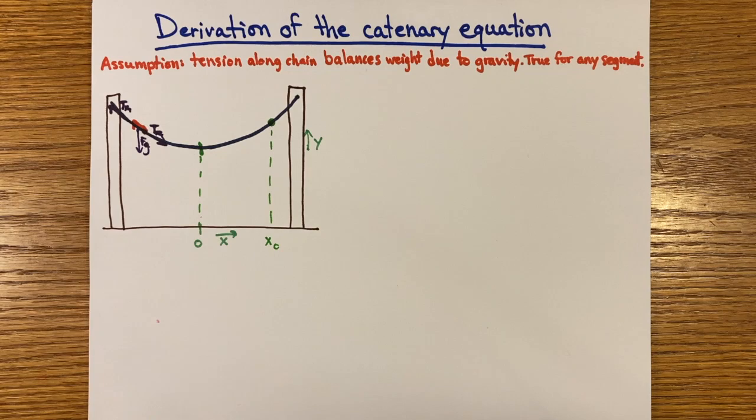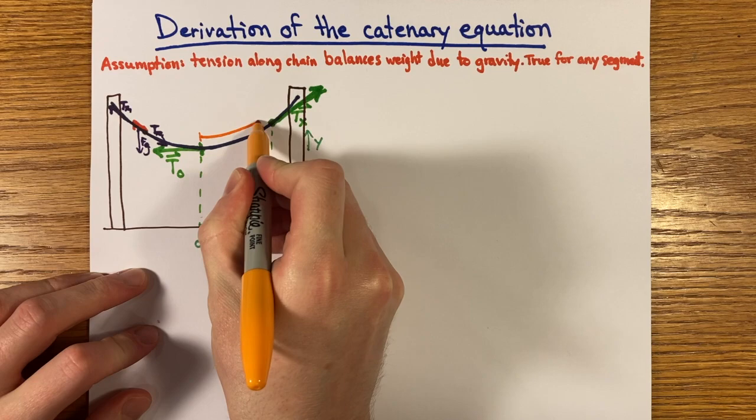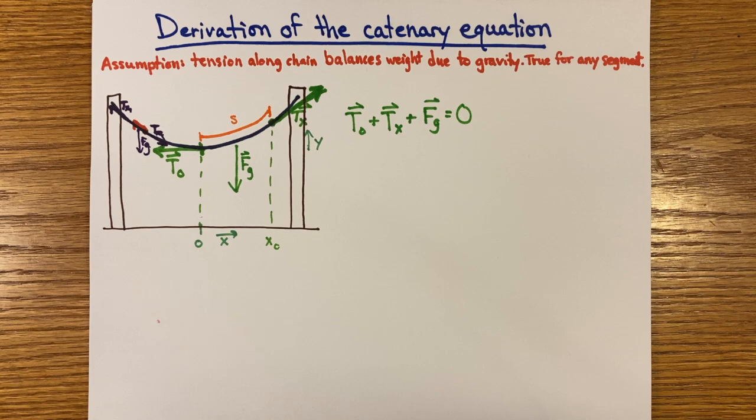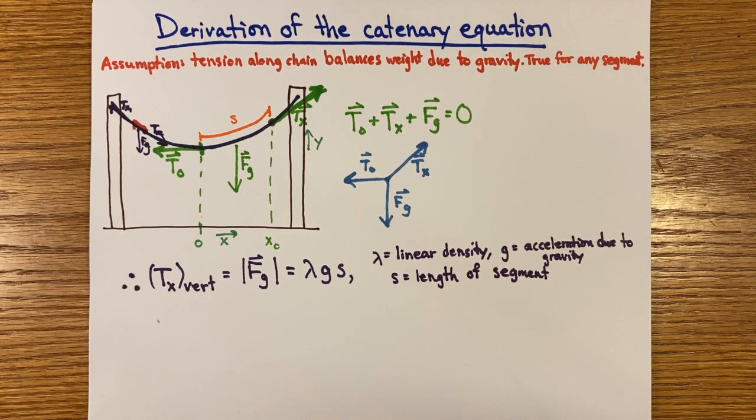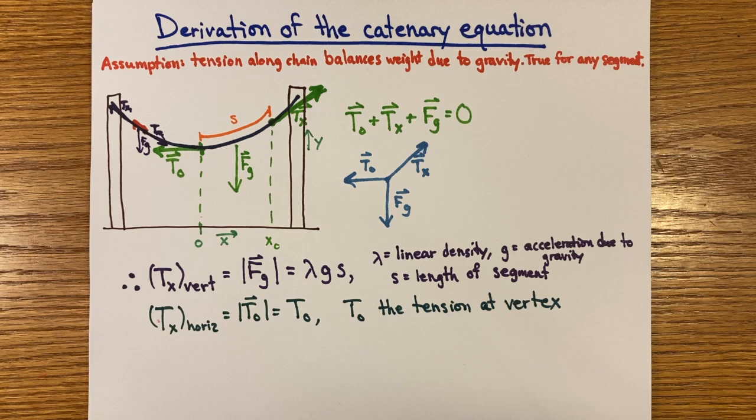This is true for any segment of the chain, so it turns out to be extremely convenient to take one of the endpoints of the segment to be the lowest point, where the tension is directed horizontally. Then for any other point on the chain, the tension directed tangent to that point cancels the horizontal tension and the vertical force due to gravity. The gravitational force, or the weight, is lambda g s, where lambda is the linear density of the chain, g is the acceleration due to gravity, and s is the length of the segment.